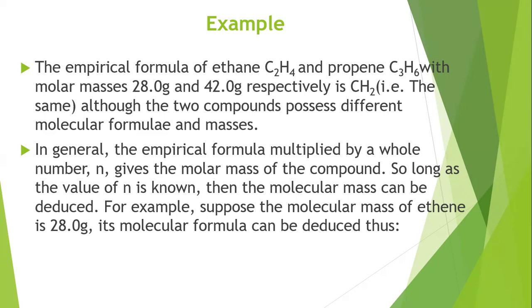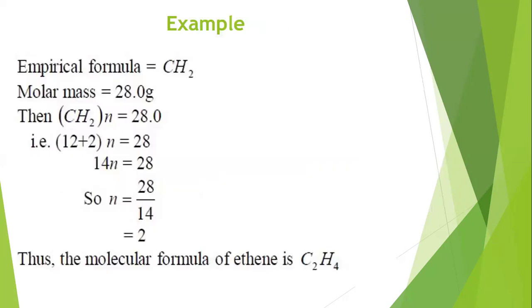So long as the value n is known, then the molecular mass can be deduced. For example, suppose the molecular mass of ethene is 28 grams, its molecular formula can be deduced as follows. The empirical formula is CH2, the molar mass is 28 grams, then (CH2)n equals 28, that is the molar mass. So this means that (12 + 2)n equals 28. The 12 is for the carbon, while 2 is for the hydrogen. So we get 14n equals 28.